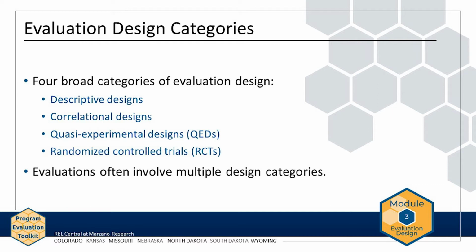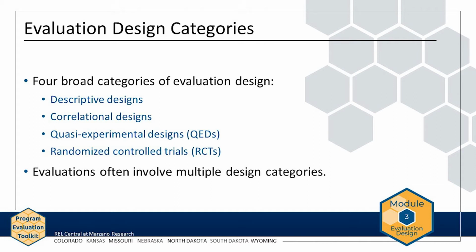Often, program evaluation involves more than one or even all of these design categories. Programs often begin as pilot programs, which may be small in scope. If promising evidence is found using descriptive or correlational designs, those programs may be scaled up. To assess whether programs are effective after the initial pilot, more rigorous designs, such as quasi-experimental or experimental designs, may be used.